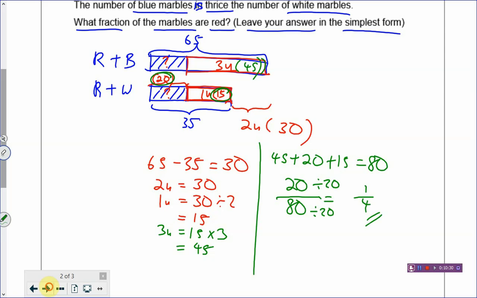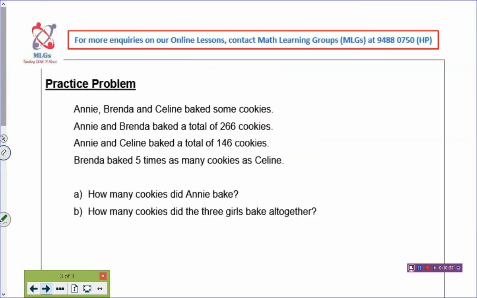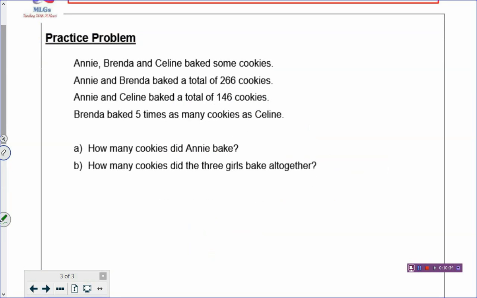Okay, let's go on to a practice problem. I'll give you about 10 minutes to draw the model and then work out the answer. All right, your time starts now.